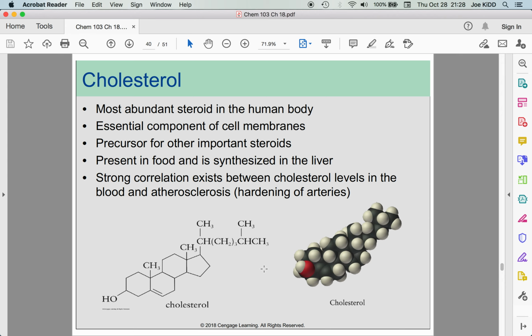Cholesterol is the most abundant steroid in the body, even in a healthy individual. It is a part of cell membranes, as we saw in that previous picture. It is a precursor to other steroids, so it's kind of a building block for other steroids. It's also present in food we ingest, but we also produce it ourselves. So cholesterol is not essential. We are able to produce it in our livers ourselves, but we also ingest it from what we eat, particularly animal-based foods.